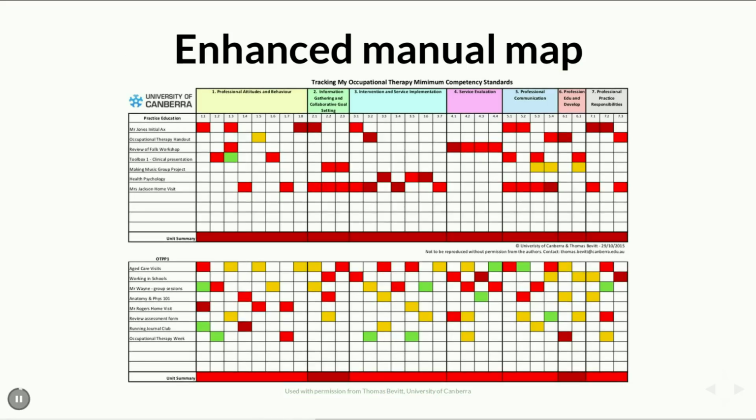So some people have come up with what I called here enhanced evidence maps. This one is from Tom Babbitt at the University of Canberra. So he basically took the idea of the evidence map from paper, transferred it into a spreadsheet, put some coding in so that he at least has a traffic light analogy. So green, students have done really well, red they still need to do stuff, yellow and orange they are somewhere in between. So this already helps the students better to see where they are at.